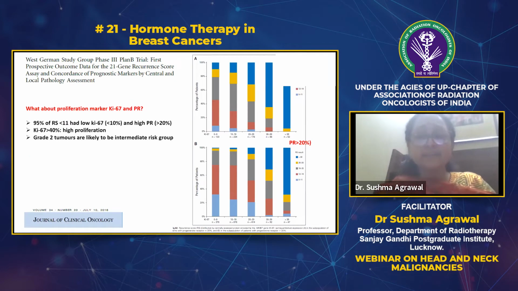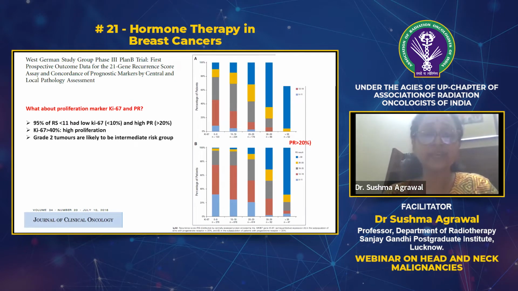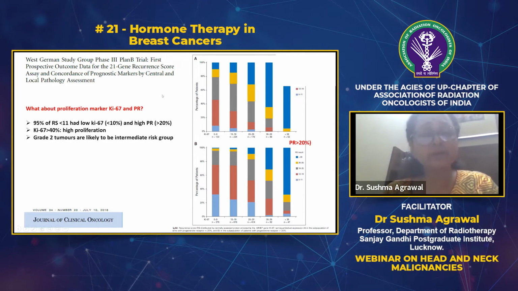Now we have talked about the cost of this assay. So are there any other parameters with which we can know the risk grouping? Because cost is an important issue even in countries like United States, and so therefore they are the ones who did correlation of Ki67, which is a proliferation marker, and PR status positivity. Now on the right side there are two graphs. The upper one is women with PR less than 20%. So as I told you earlier, low PR is poor, more PR is better.